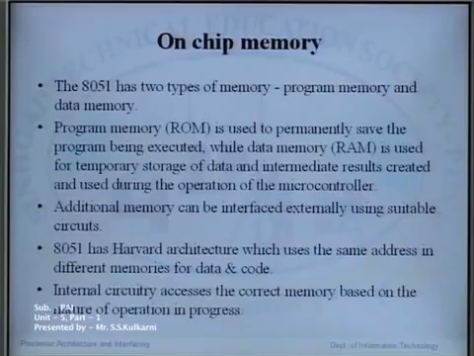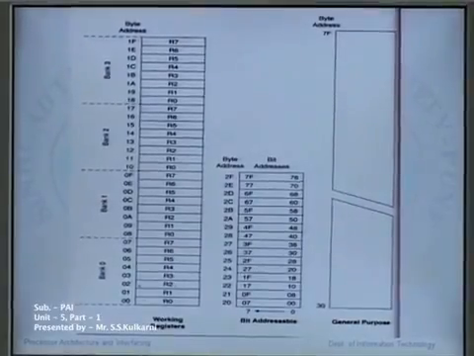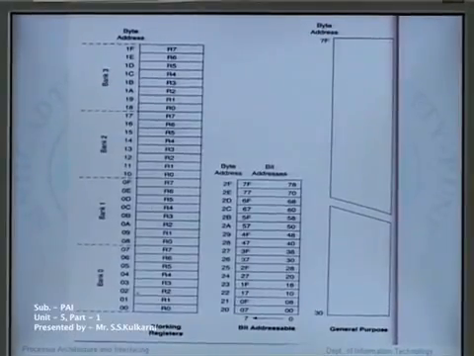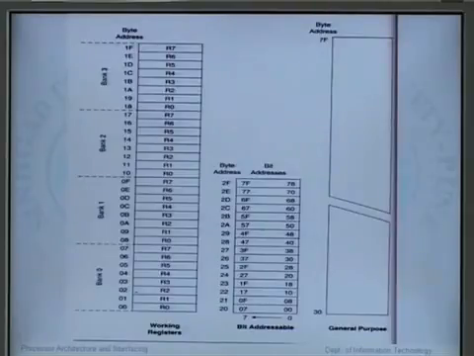On-chip data memory organization is shown in this figure. The 128 byte internal RAM is organized into three distinct areas as shown in the figure. The three parts are, the very first is, there are 4 banks of 8 registers each. The total 32 registers have the addresses in the range 00H to 1FH.